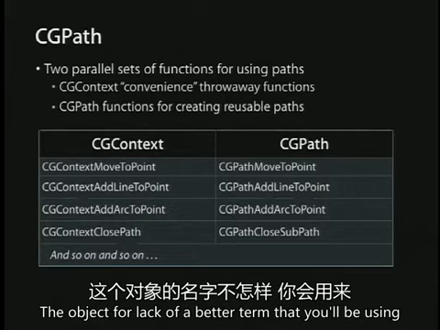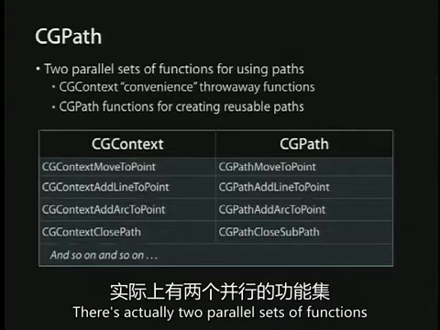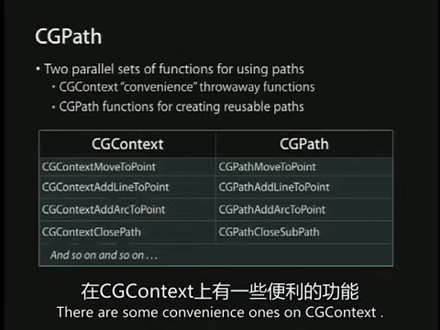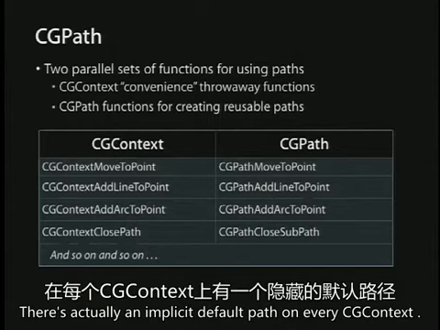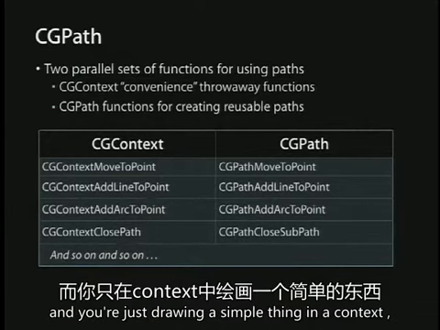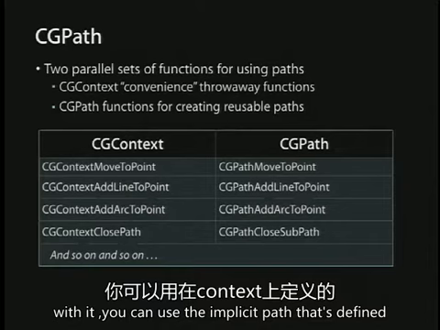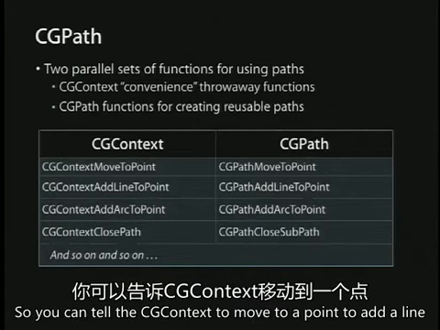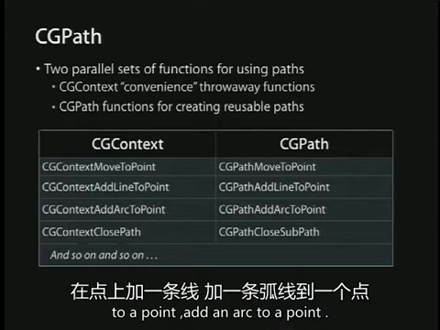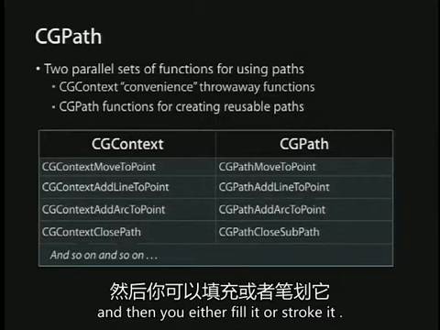The object, for lack of a better term, that you'll be using to define the path is a CGPath. There's actually two parallel sets of functions that you can use for paths. There's some convenience ones on CGContext. So CGContext is the graphics context we were looking at that you get back from UIGraphicsGetCurrentContext. There's actually an implicit default path on every CGContext. So if you just need to do a quick shape and you're just drawing a simple thing in a context, and you don't need to reuse it, and you don't need to draw it multiple times or do anything more complicated with it, you can use the implicit path that's defined on the context. And there's functions specifically for accessing this implicit path. So you can tell the CGContext to move to a point, to add a line to a point, add an arc to a point. There's a whole bunch of other ones as well. And then you close the path when you're done, and then you either fill it or stroke it.